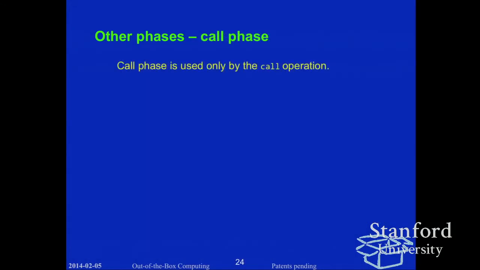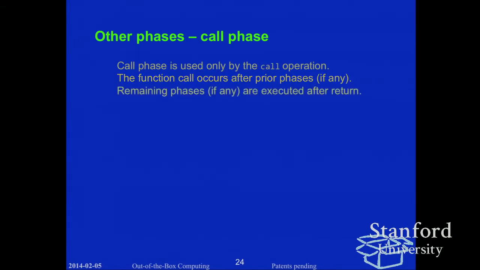Call phase, used only by the call operation. Function calls within an instruction occur after any prior phase of the same instruction. And the remaining phases of that instruction are executed after the call returns. That is, what happens when you have a call is that the front half of the instruction is executed, then you do the call, and then the return comes back and you do the back half of the same instruction.